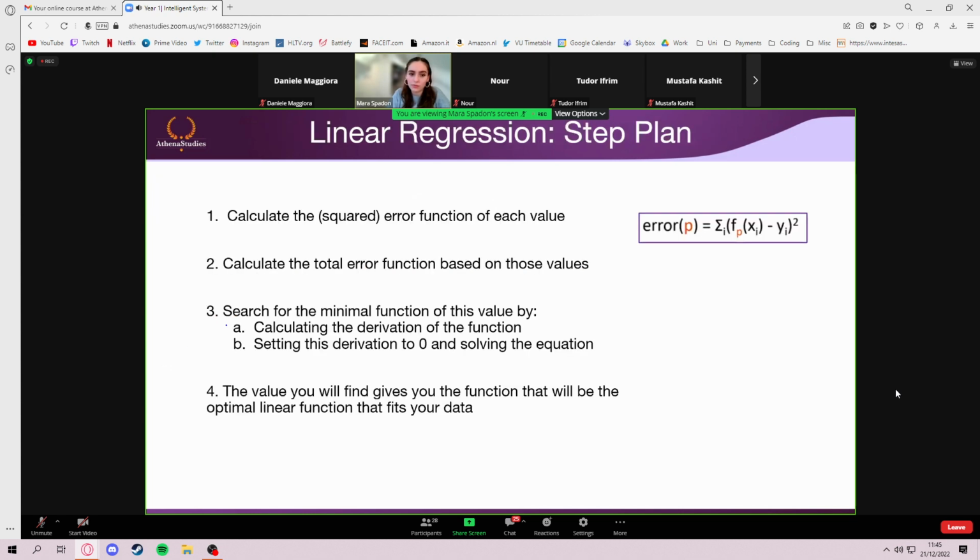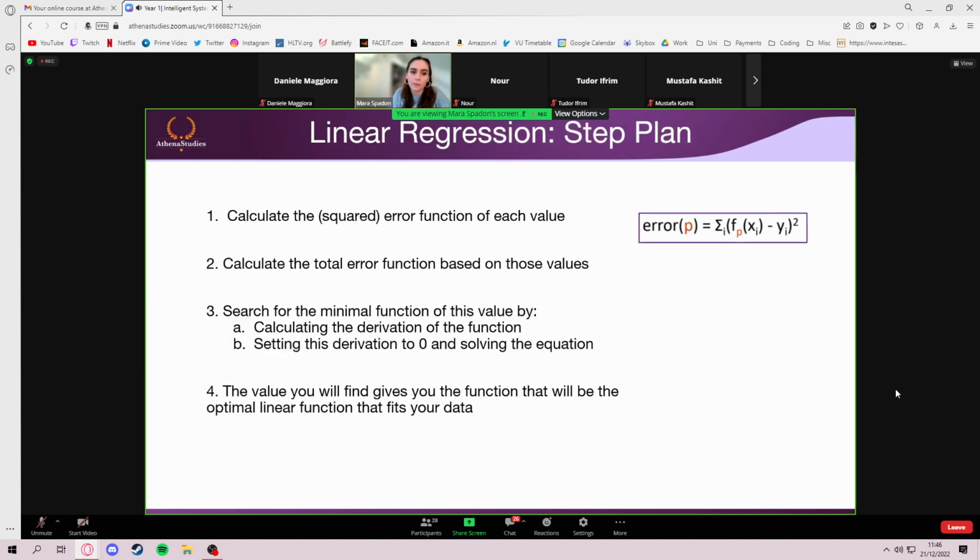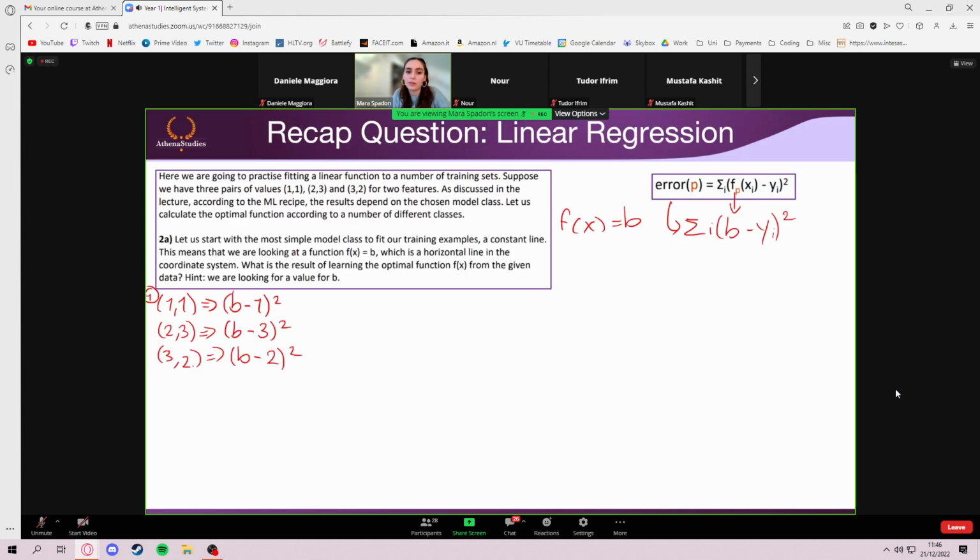So this is step 1, right? We're calculating the squared error function, so this is b minus 3, because we're taking y, and here it becomes 2. So that is step 1. Calculate the squared error value, and now calculate the total error value based on those values. We need to work this out such that we can sum all of these up. So this is step 2.